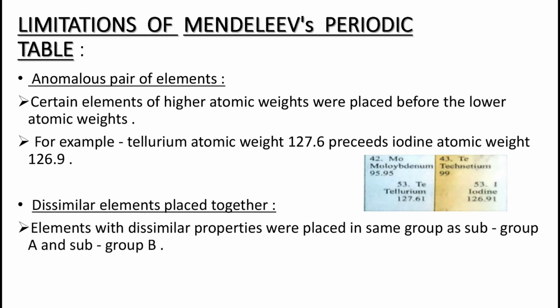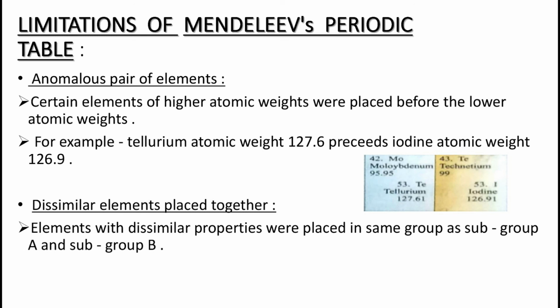Limitations of Mendeleev's periodic table. First one, anomalous pair of elements. Certain elements of higher atomic weights precede those with lower atomic weights. For example, tellurium, atomic weight 127.6, precedes iodine, atomic weight 126.9.